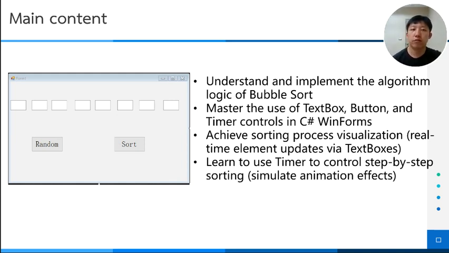This homework has 4 main goals. First, understand and make the bubble sort algorithm work. Second, learn to use 3 controls in C# WinForms: text box, button, and timer. Third, show the sorting process in real time with text boxes to make it visual. Fourth, use a timer to control sorting step by step and simulate animation.